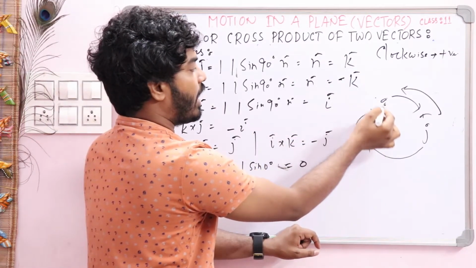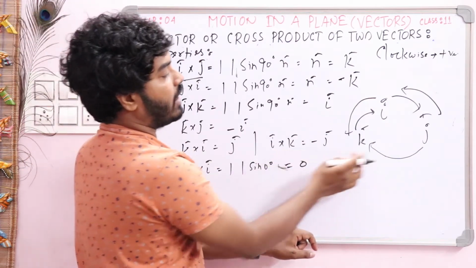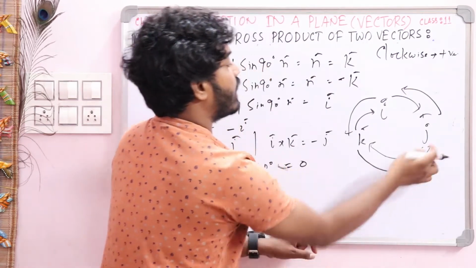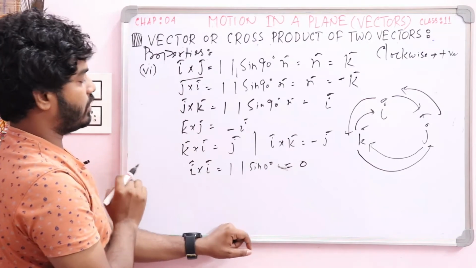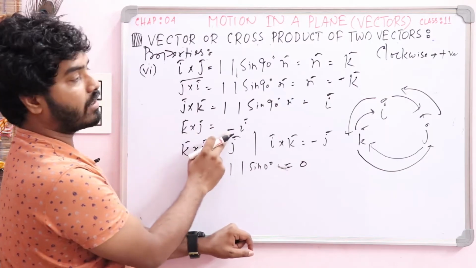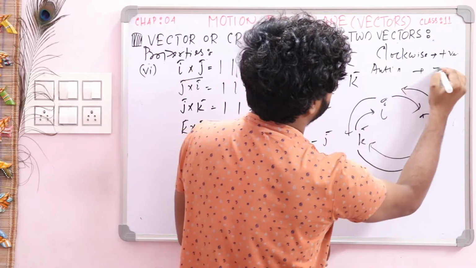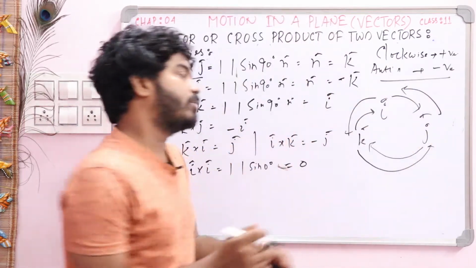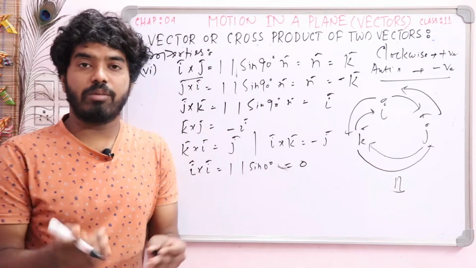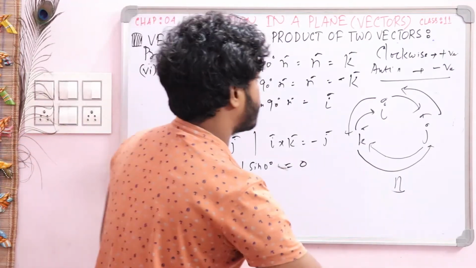Same method, i cross k, the answer will be j but with a negative sign. Same method, k cross j, the answer will be minus i. K cross j, that is minus i. So anti-clockwise gives a negative value, and clockwise gives a positive value. This is the shortcut method. And the cross product of two similar unit vectors, the answer is 0. I think this part is clear to all of you.